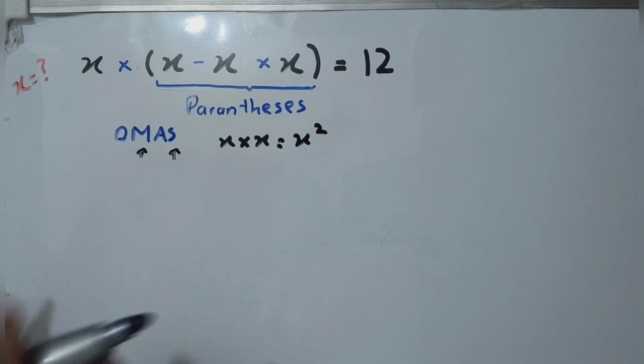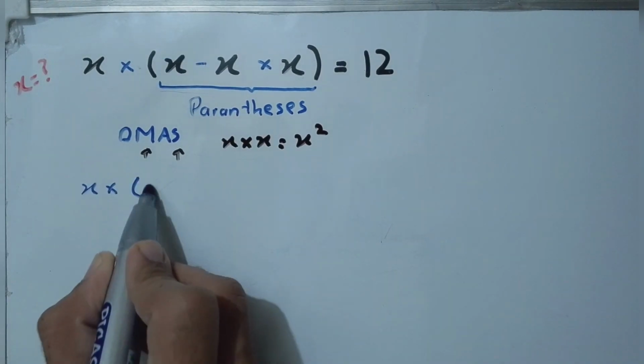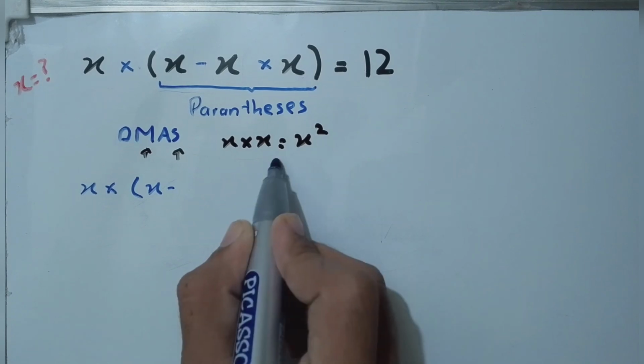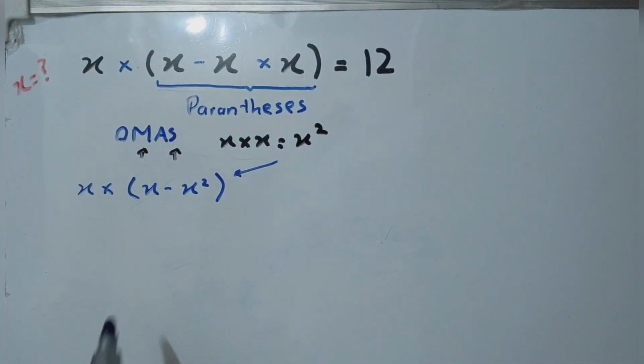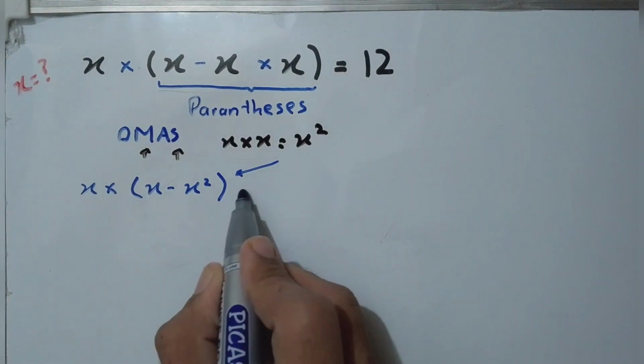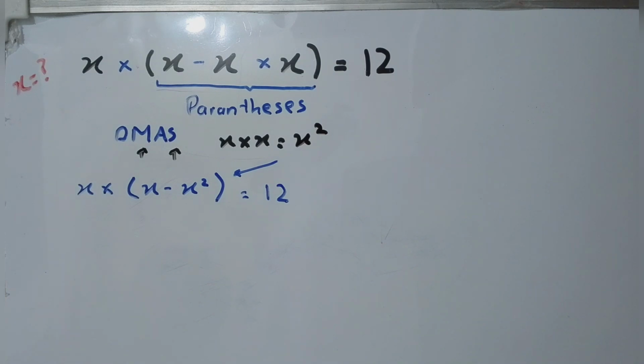Now let's write our simplified equation, that is x multiplied by (x minus x squared). Now our equation looks like this. This whole thing is equal to 12. And now we've just simplified the term inside the parenthesis to x squared, and this will help us in the next step. Just stick with me and I'll show you how.